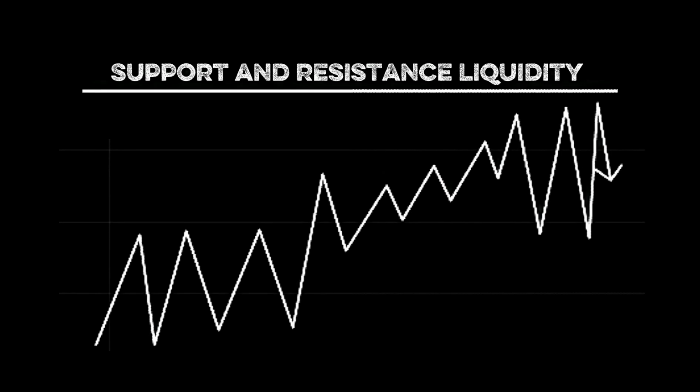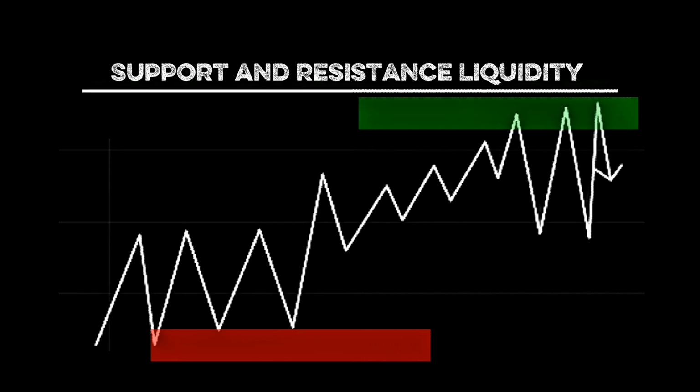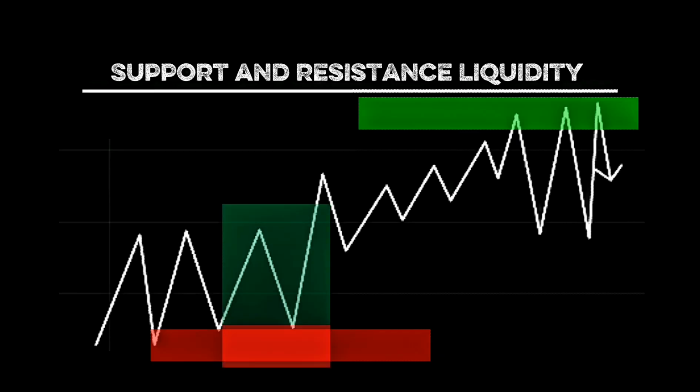Next is support and resistance liquidity. Support is a price level where the market repeatedly stops falling and bounces up from there, while resistance is a price level where the market repeatedly stops rising and drops from there. What retail traders see is, okay, I'll buy at support and sell at resistance, but smart money sees a liquidity zone. Because retail traders believe that when a market bounces off a level multiple times, it makes it strong, so they buy at support and place stop loss below the support.